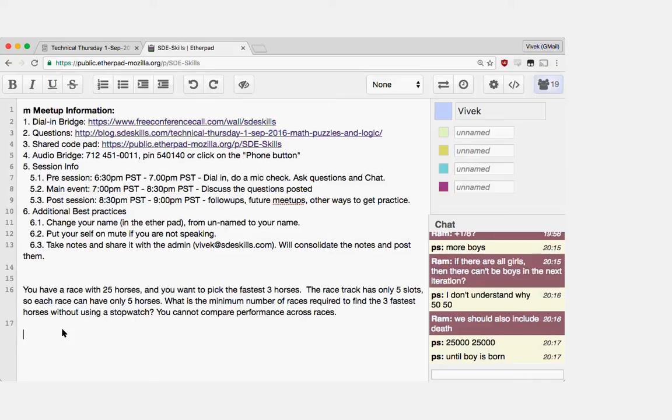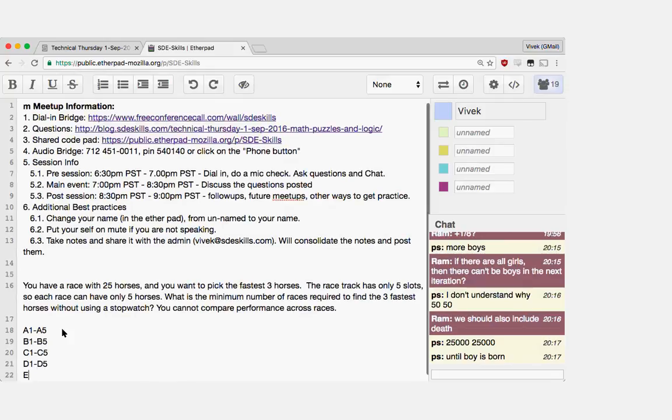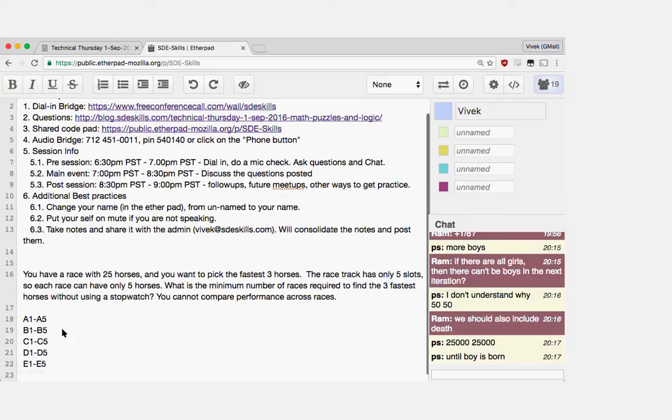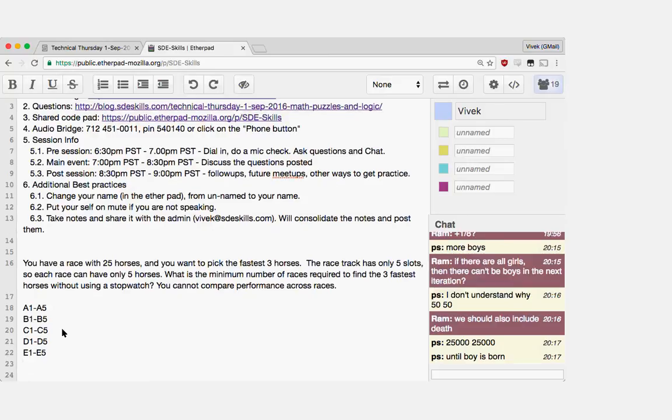So 5 different races. I have horses A through E, so A1 through A5 goes in the first race, B1 through B5 goes in the second race, C1 through C5 goes in the third race, D1 through D5 goes in the fourth race, E1 through E5 goes in the fifth race. Easy. And A1 is the winner of the first race, A5 is the loser of the first race. So done. What would my 6th race be?